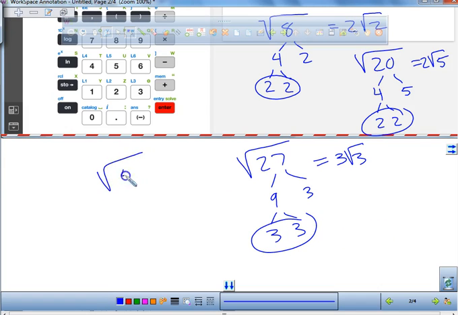Yeah, you bet. Square root of 5. Guess what? Can't do it. That is simplified. That's it. Square root of 13. Done. It's only 13 times 1.